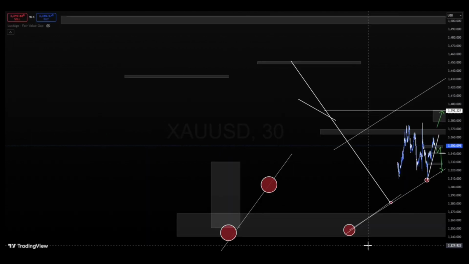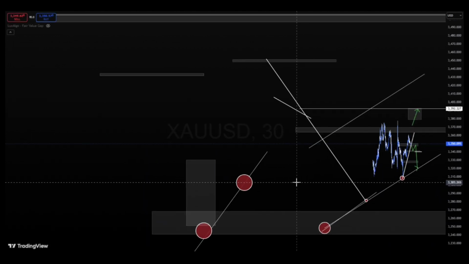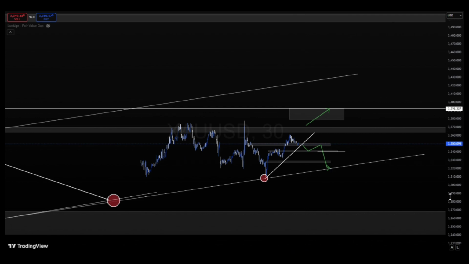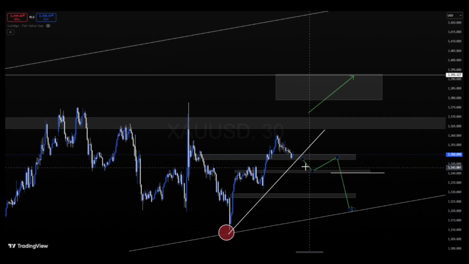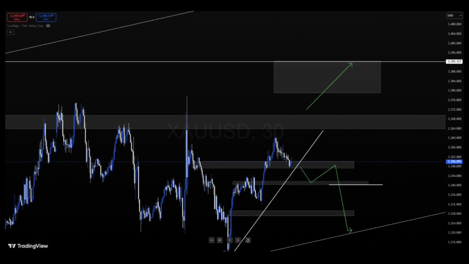So let's go to the lower time frame, of which the time frame is on. Let's go to 30 minutes.